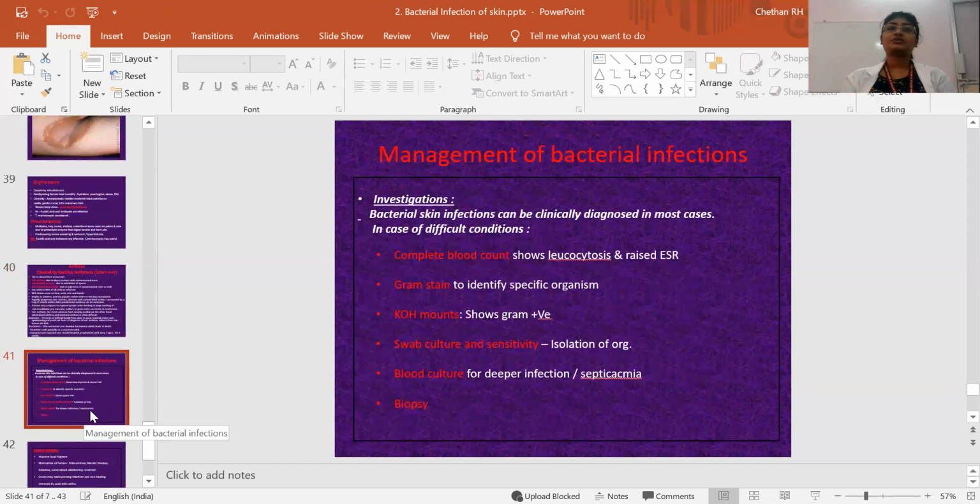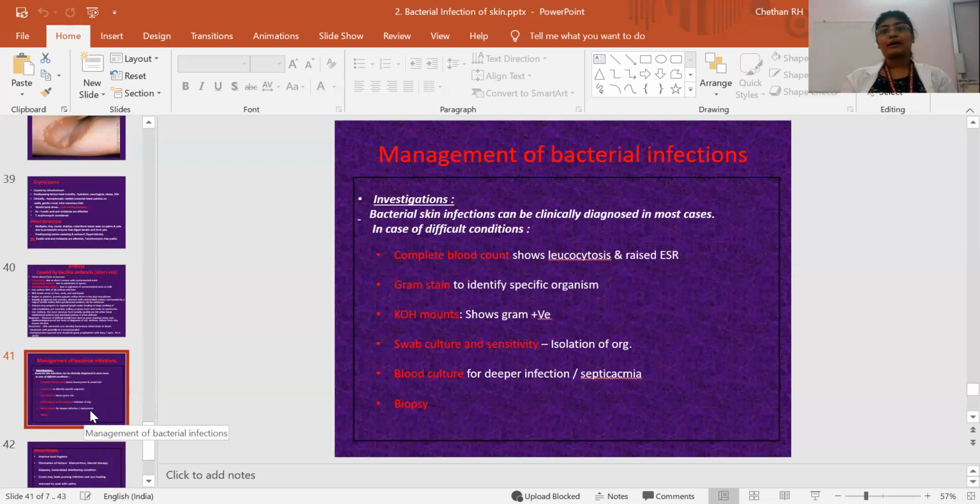Management of bacterial infection always includes investigation as well as treatment. So first of all, how will you investigate? Bacterial skin infections can be clinically diagnosed in most cases. In difficult cases only, you can go for a complete blood count, which can show leukocytosis and a raised ESR, suggesting a bacterial infection or some infection present. Now, gram staining identifies the specific organism, whether it is a cocci or a bacilli, gram positive or negative. Gram positive appears blue in color and gram negative appears pink.